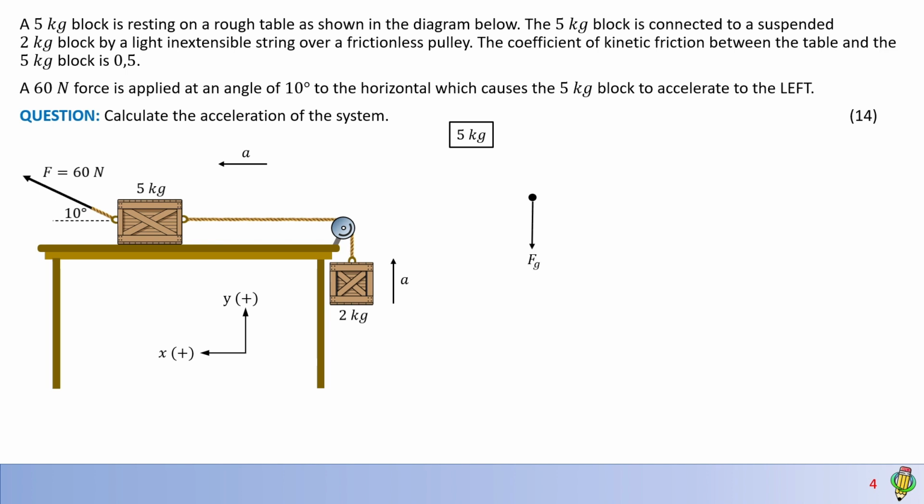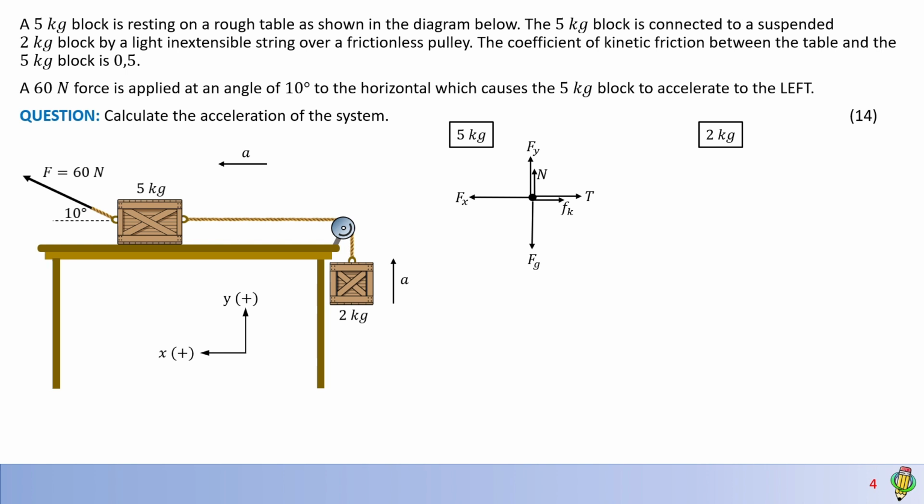I have Fg, which is always there on any object. I have the normal force because my block is moving on a surface. I have the applied force at an angle. I have the tension force. I have the kinetic friction. Then remember, we can always resolve any force that is angled into its components. So I'll do it now for F. So we have Fy as the vertical component and Fx as the horizontal component.